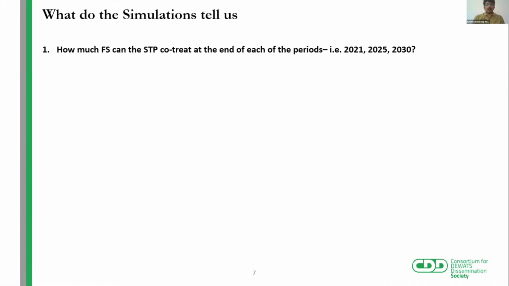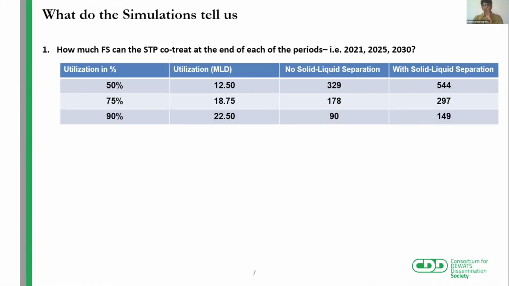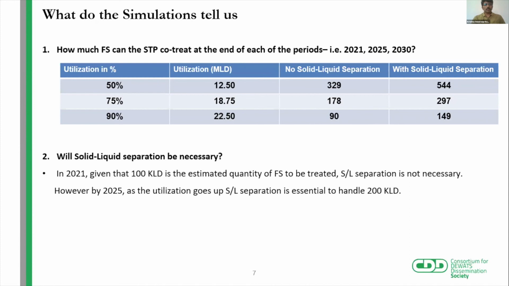The STP can co-treat at the end of each period. So summarizing this in a table, will solid liquid separation be necessary? Right now in 2021, at the end of this period, it may not be necessary. We can go ahead with direct addition.